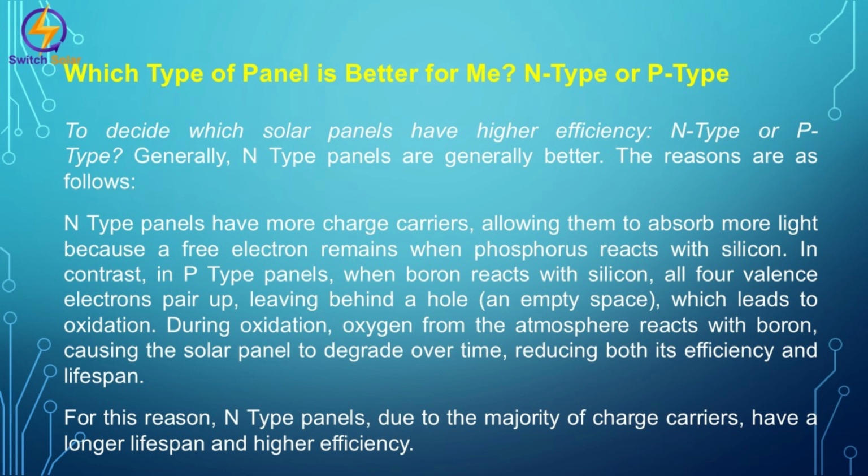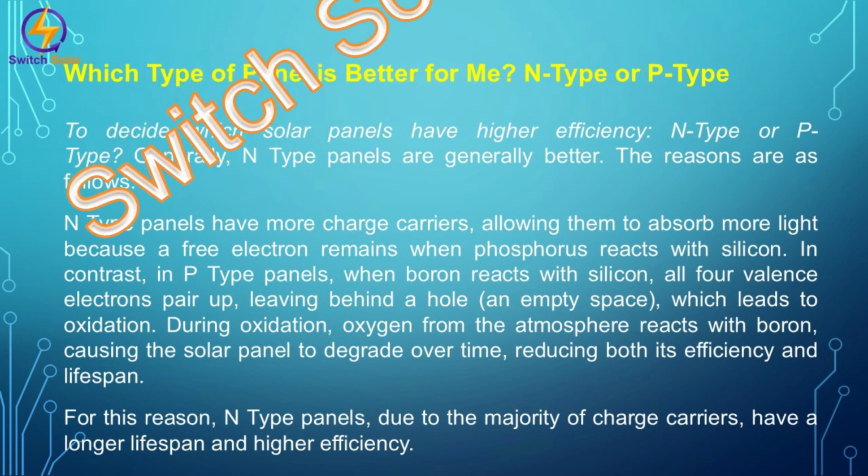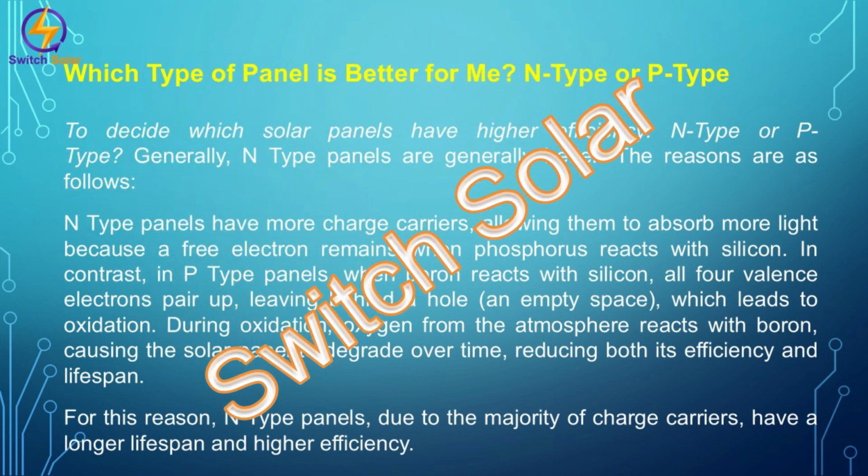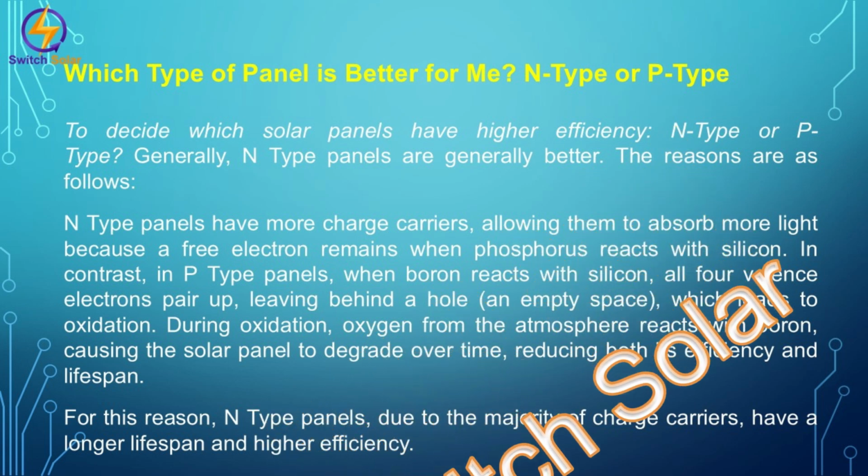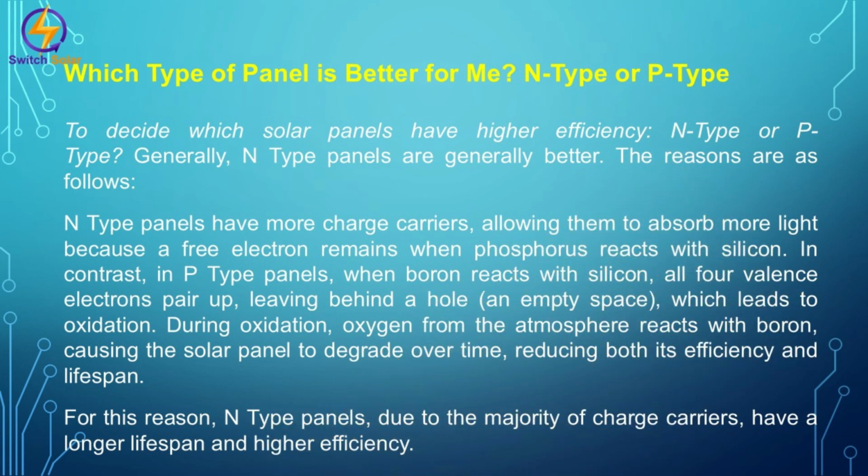During oxidation, oxygen from the atmosphere reacts with boron, causing the solar panel to degrade over time, reducing both its efficiency and lifespan. For this reason, N-type panels, due to the majority of charge carriers, have a longer lifespan and higher efficiency.